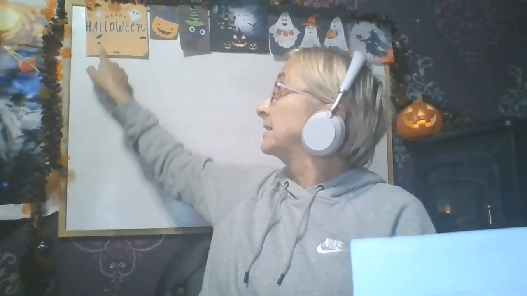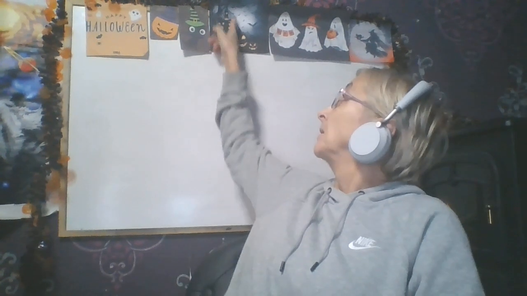Cobwebs. So a spider makes a cobweb and they normally hang. There's a spider there. They normally hang on the corners of your room to decorate your room for Halloween. There's bats. And there's spooky houses. So in October the 31st, you will see lots of pictures like this on the internet, on social media. Zombies is another word. Zombies.